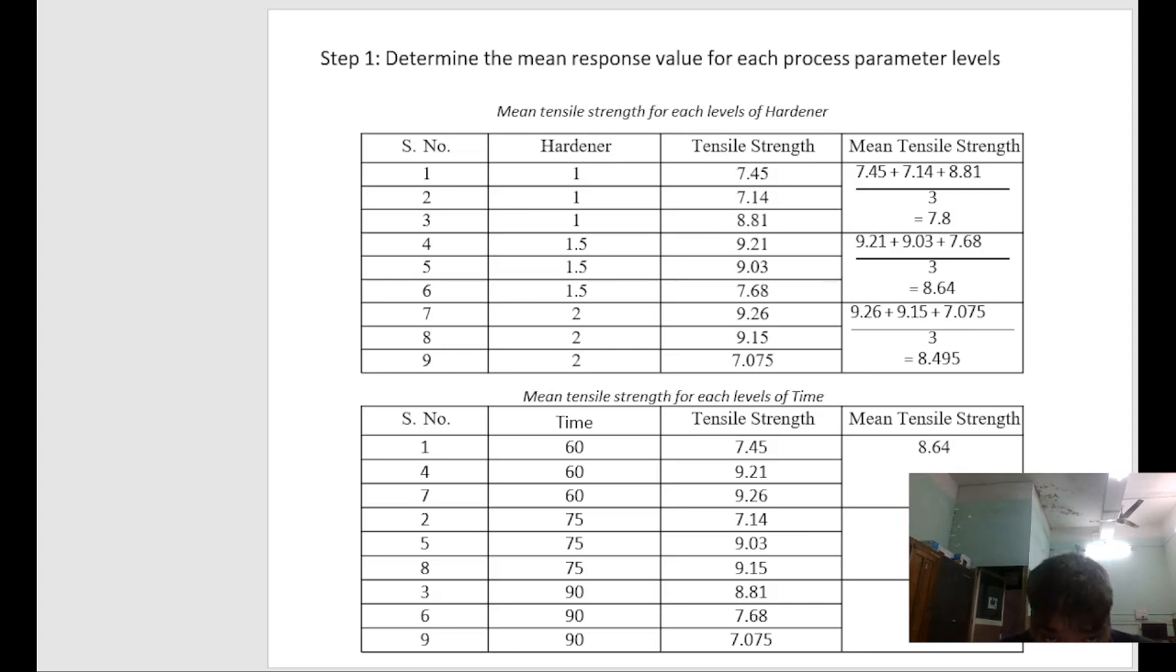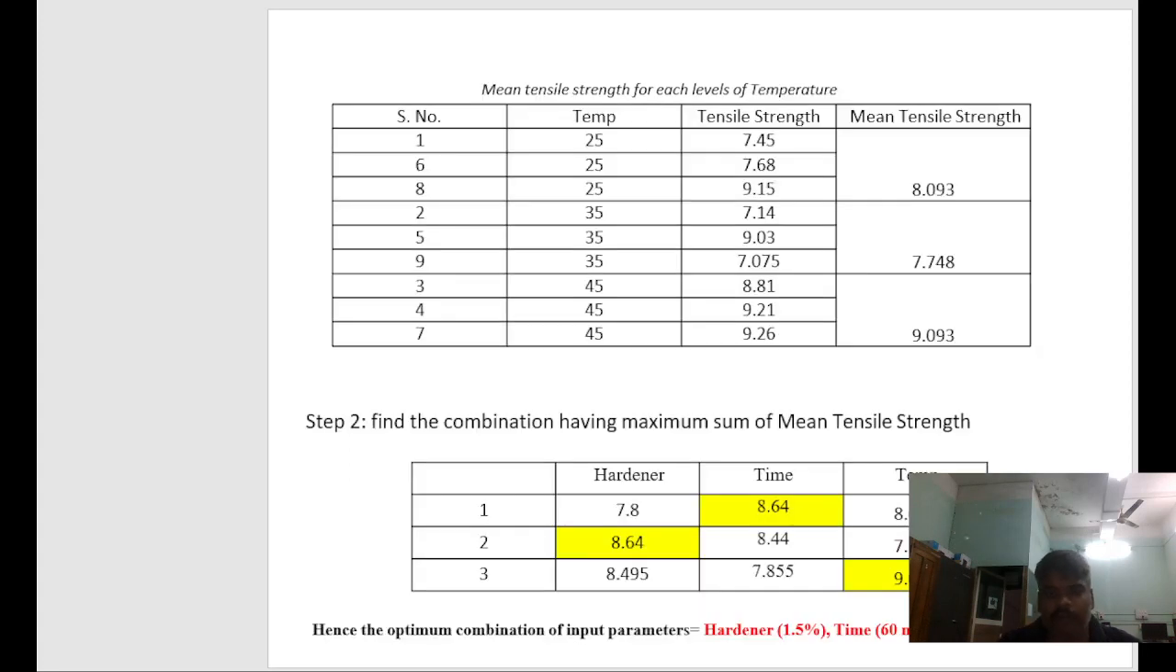For this, step 1 is to determine the mean response value for each process parameter level. So for hardener level 1, the tensile strength function is this. We have to calculate the average for hardener level 1, and the average mean tensile strength for hardener level 2. So these are the things for the time: mean tensile strength for each level of time, for each level of hardener, and for each level of temperature.